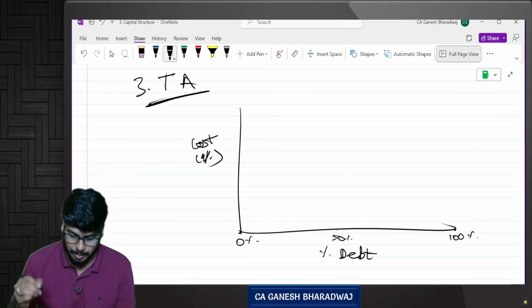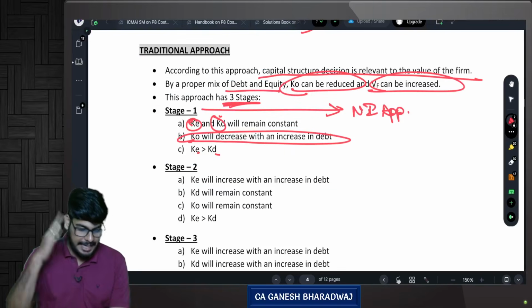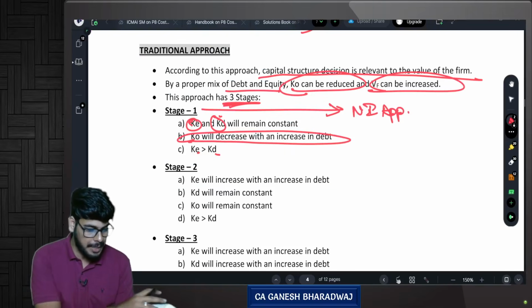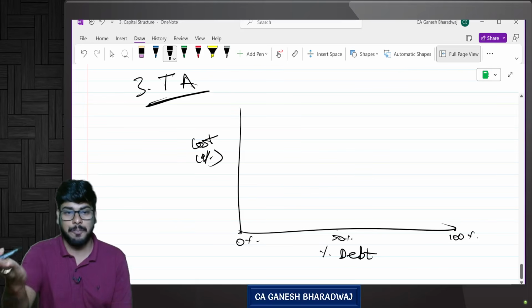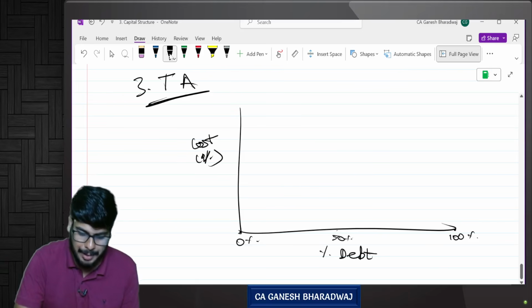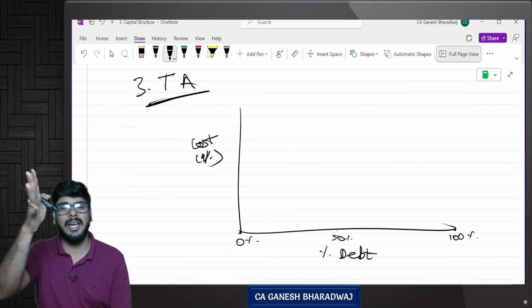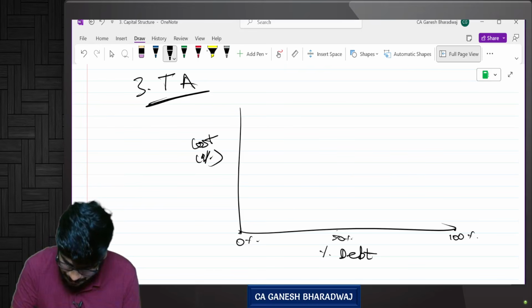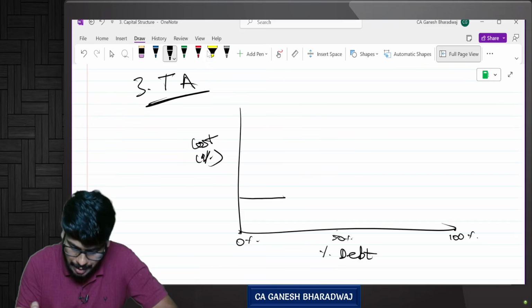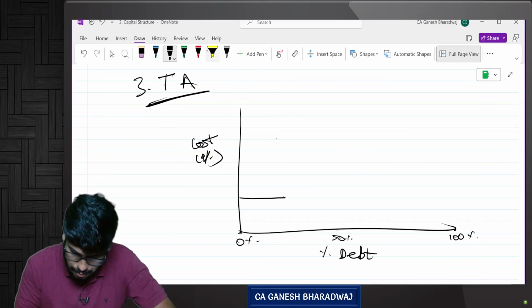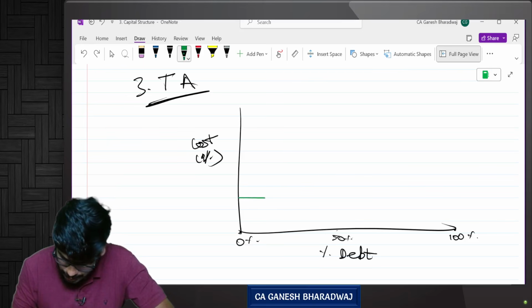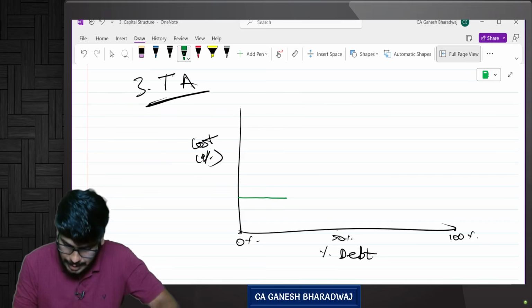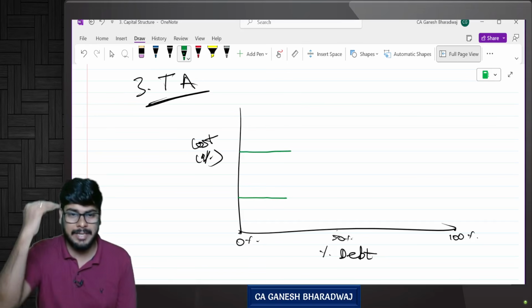Now, what this traditional approach says is initially, what will happen initially? Initially, your KE and KD will not change. So as you infuse more debt into your capital structure, they are saying your KE and KD will not change. So KD will remain here, KE will remain here. Okay, so let me just use a different color. I'm just using green ink here. So this is KD. He's saying this is KE. Okay, always KE is greater than KD.